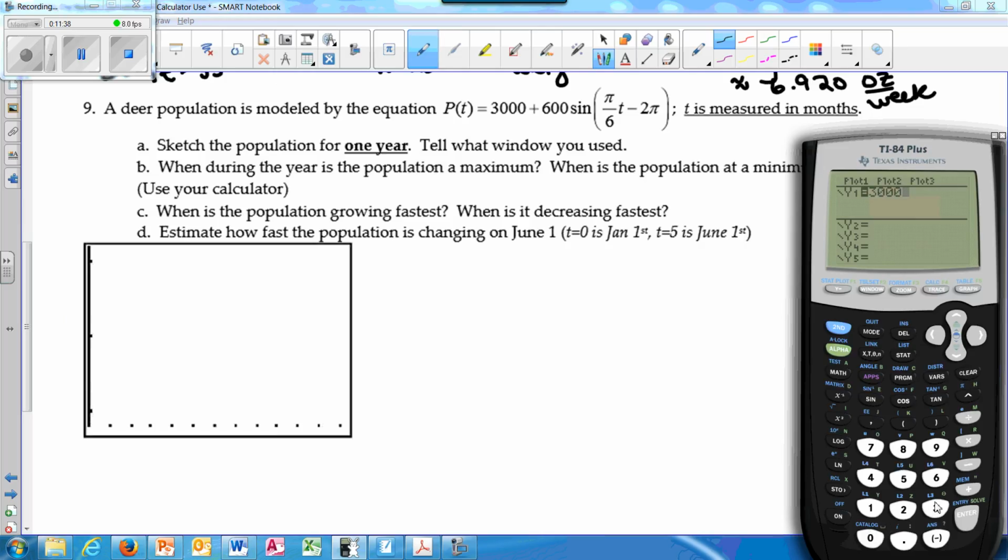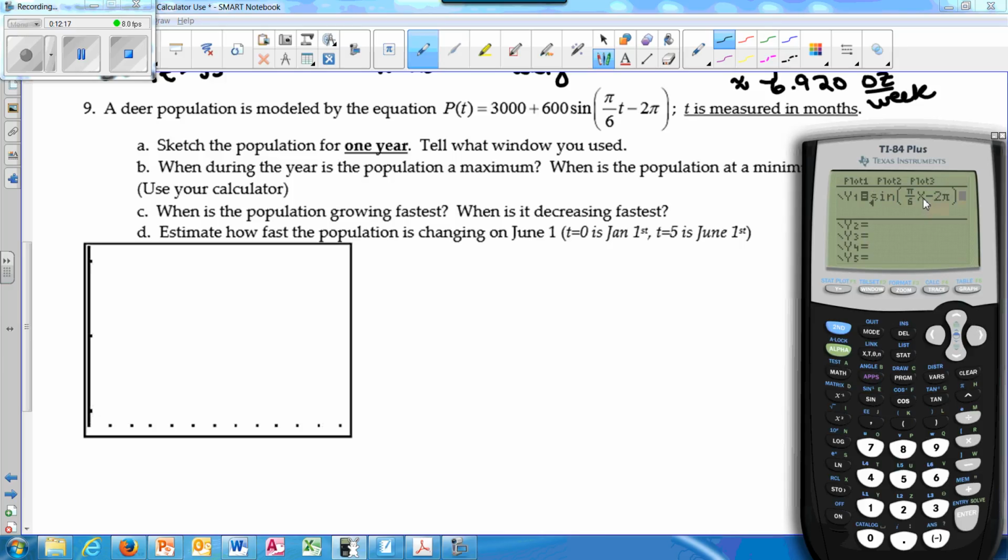Okay, for this next one, it wants us to graph the function. So we're going to start with our y equals. I'm going to clear that out. And our population at any time is 3,000 plus 600 sine. Now I can put this in as a fraction so it looks like it does on my paper by using my fraction function. I must use exact values. I am never, ever, ever allowed to round off pi. So you'll see I have my 3,000 plus 600 sine.